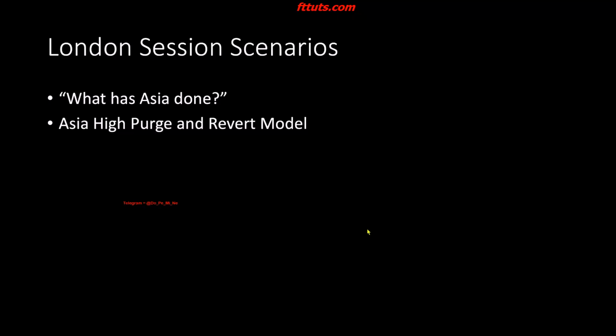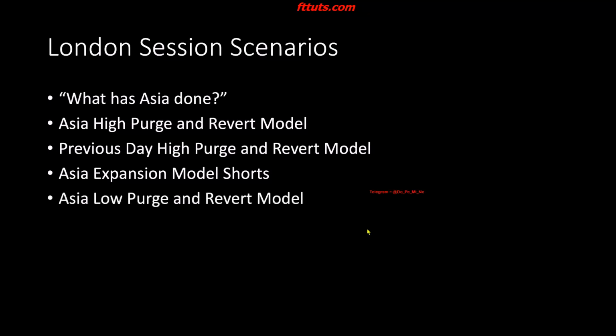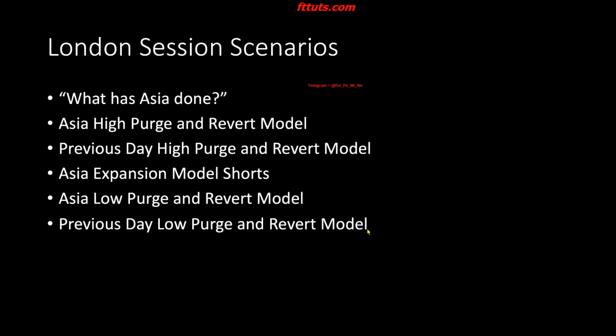The first model that we will be discussing in a bit is the Asia high purge and reversal model. After that, we will take a look at the previous day high purge and reversal model. Then we will discuss the Asia expansion model for shorts. Then we will take a look at the Asia low purge and reversal model. After that, we will take a look at the previous day low purge and reversal model. And then finally, we will take a look at the Asia expansion model for longs.